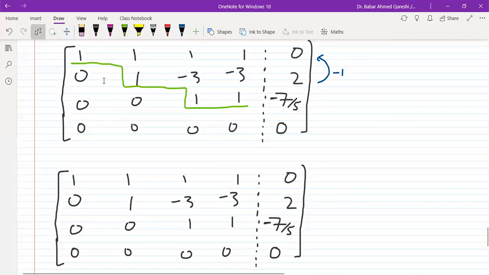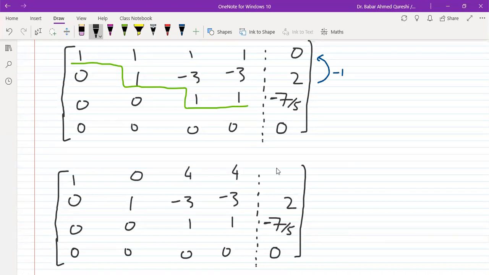So I multiply with -1 and add to the above row, and see what happens. So -1 plus 1, 0. 3 plus 1, 4. -2 plus 0, -2.